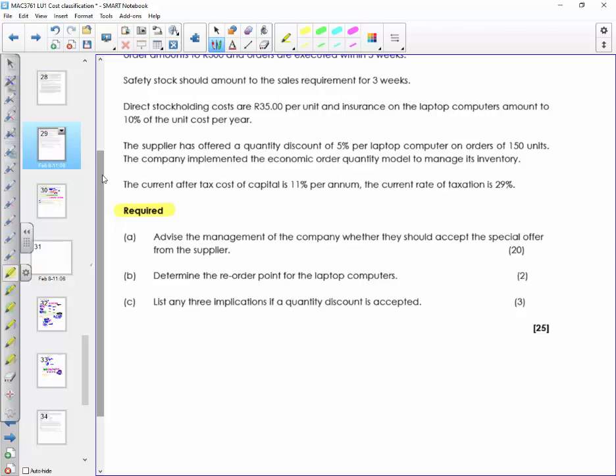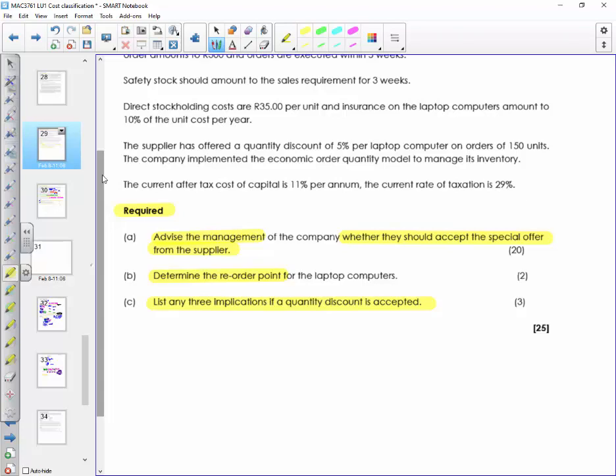The required in this case says advise the management of the company whether they should accept the special offer from the supplier or not. Determine the reorder point for these laptop computers and list any 3 implications if a quantity discount is accepted. So this is fairly vague, but sometimes it's a little bit more specific, but at least then you've got a starting point, so to speak.